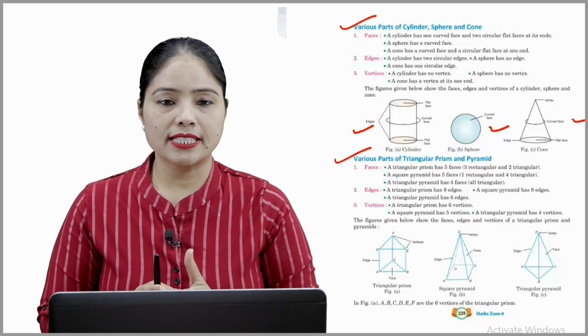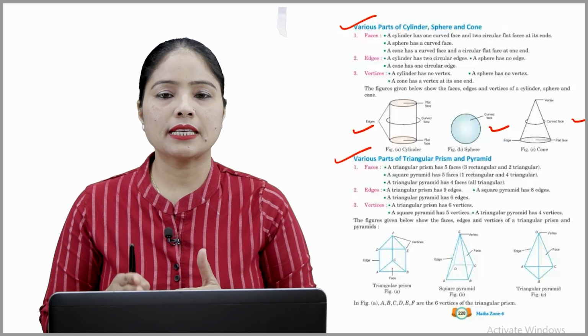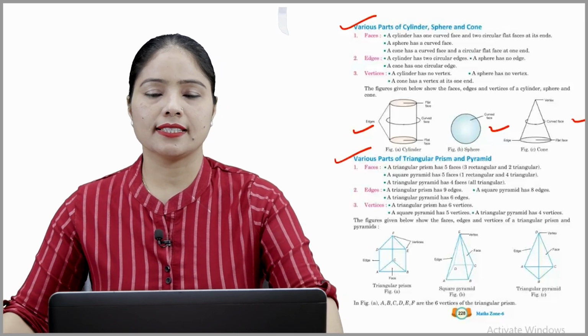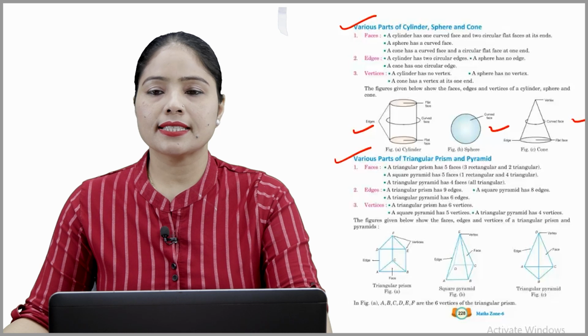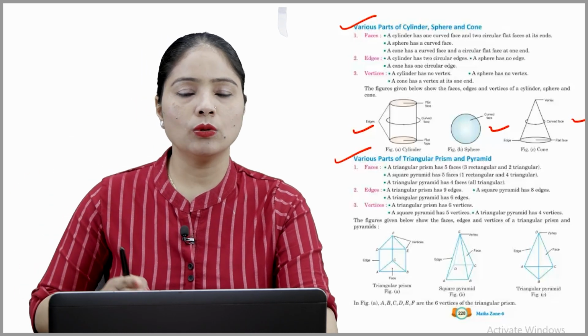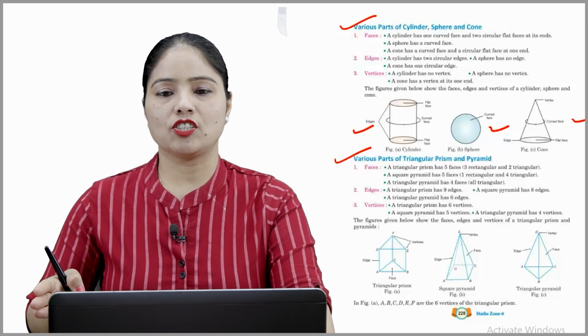After that है edges. A triangular prism has 9 edges. A square pyramid has 8 edges और a triangular pyramid has 6 edges.